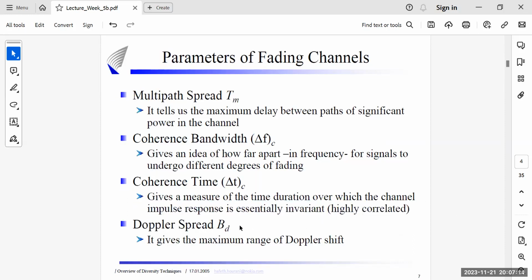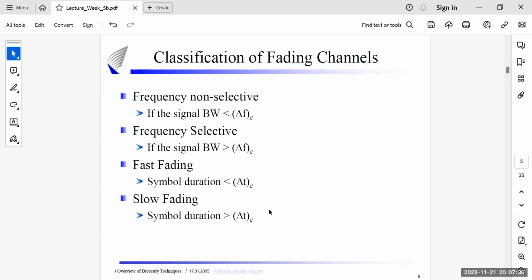Next is the Doppler spread. It gives us the maximum range of the Doppler shift. So you get some kind of Doppler shift, for example FD1, FD2. That maximum range of Doppler shift in any scenario corresponds to the Doppler spread. So these are the four different parameters of fading, which are very important.